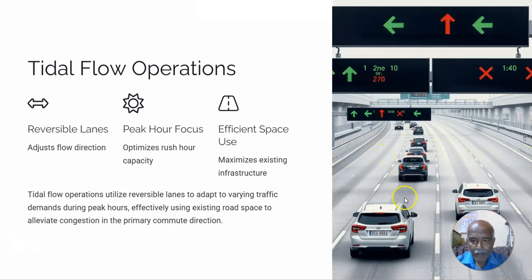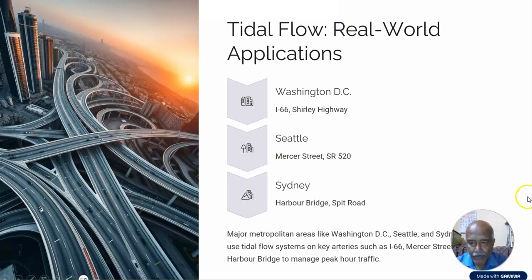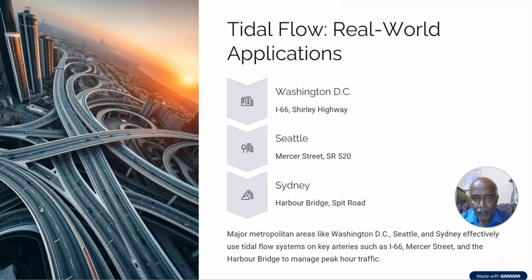Here you can see there are 4 lanes, which will be on one-way traffic, and the tidal flow operation utilizes reversible lanes to adapt to varying traffic demands during the peak hours, effectively using the existing road space to alleviate congestion in the primary directions. In real-world applications, we see tidal flow in Washington, Seattle or Sydney, major metropolitan areas, and you can also have such flows on bridges.